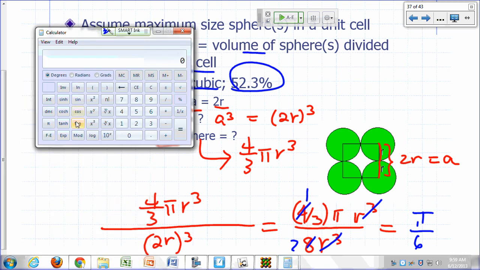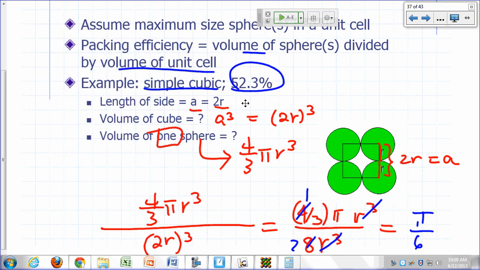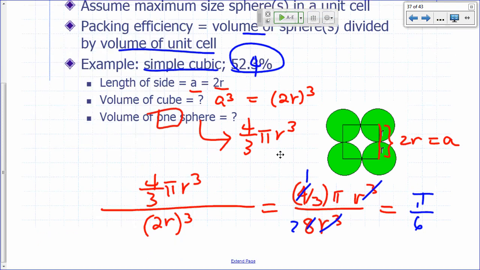Where is pi over here? Let's just do 3.1416 divided by 6. Oh, here's pi. Pi divided by 6 is 0.524. Okay, so it's 52.4%. Make that correction. So this is going to be equal to 0.524. So you're looking at 52.4%. Right? So that's what you call the packing efficiency.